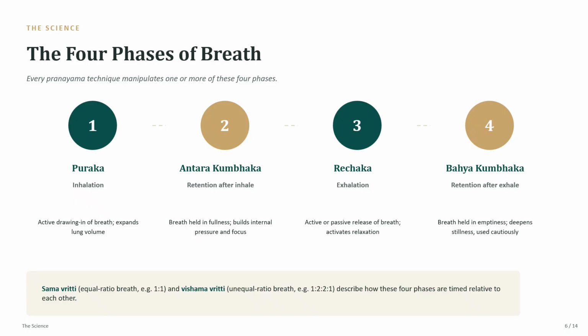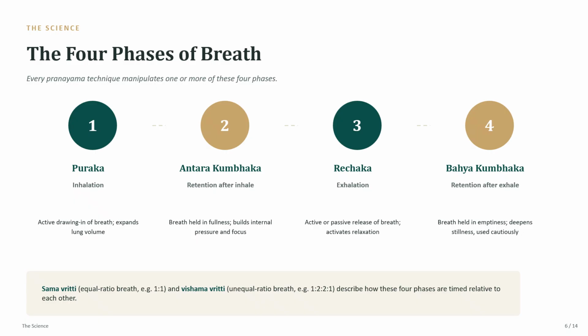Next is the rechaka, which is the exhalation, the release of breath either through your nose or through your mouth. And bahya kumbhaka is the retention of breath after exhale. Once you have finished exhaling, you hold again to make sure you have stillness, and you do it very cautiously, and it's been practiced by a lot of people who are scholars of it.